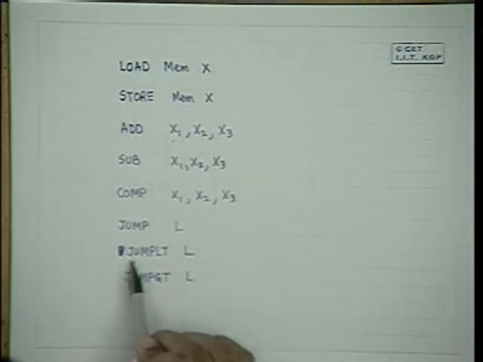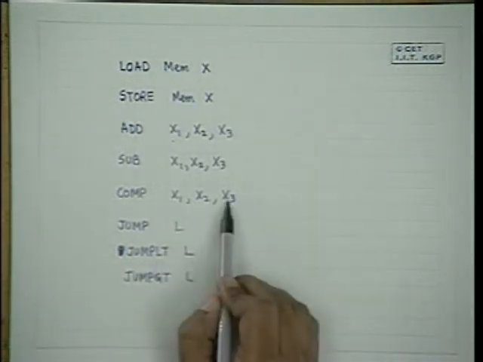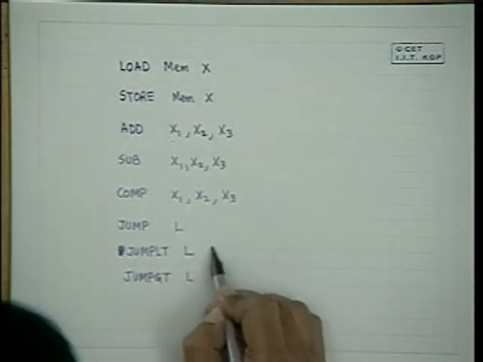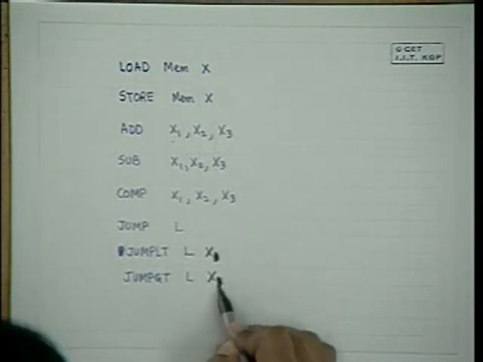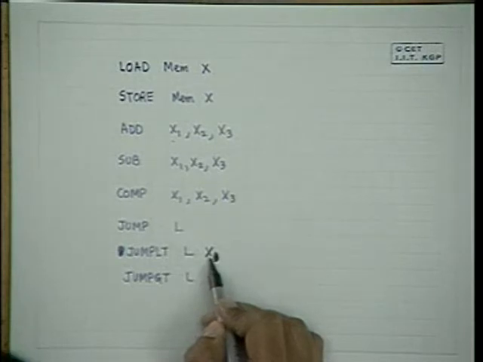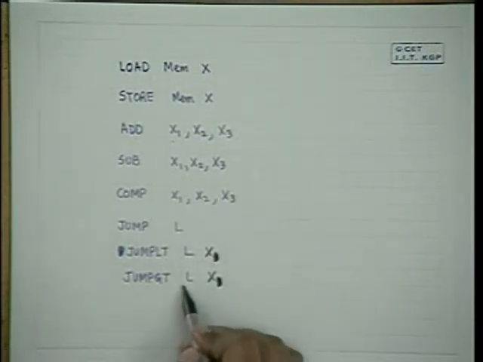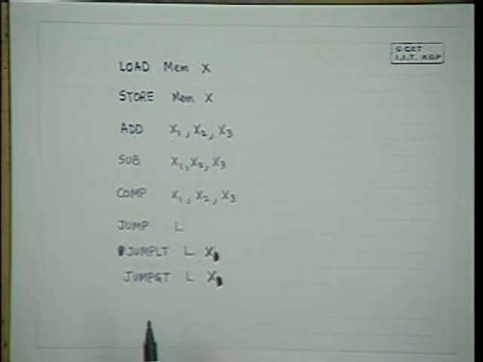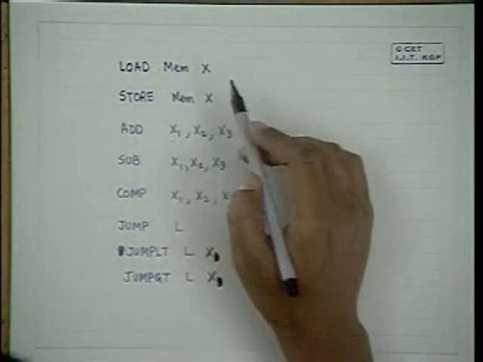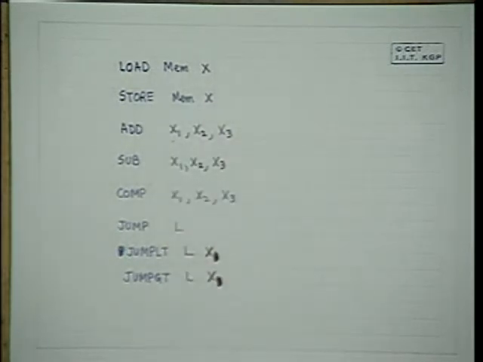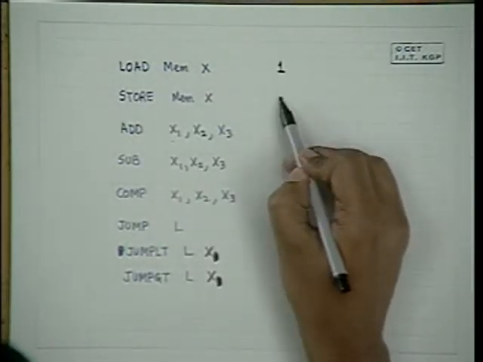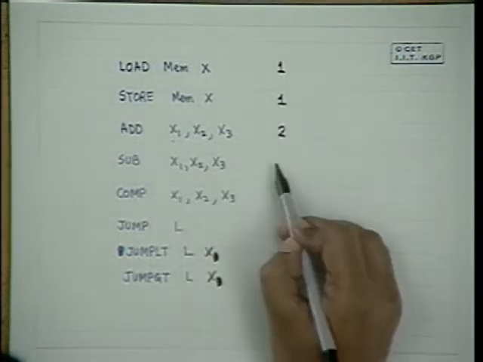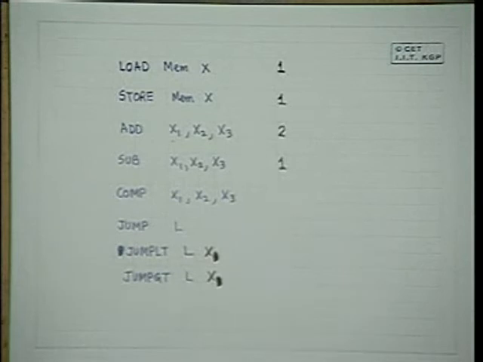Jump less than L: this will check if x3 is less than 0, then it will jump to L. Sorry, here I will put x3. Jump greater than L, any x, need not be x3. If this is less than 0, then jump to L. If this is greater than 0, jump to L, and this is the unconditional jump. All right. So a program P1 or P2 will be converted into these machine instructions, and you can make a relative comparison between them. You can say this takes 1 time step, this takes 1 time step, this takes 2 time steps, this takes 1 time step, etc.